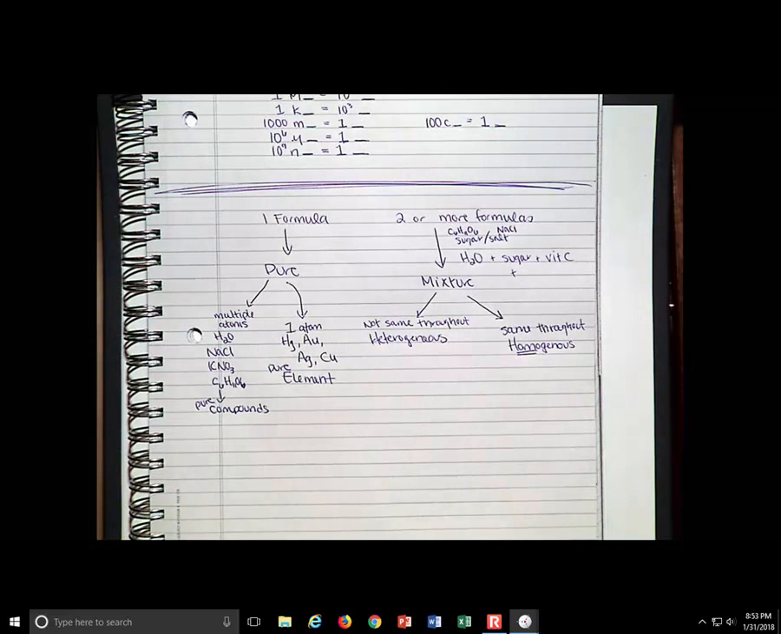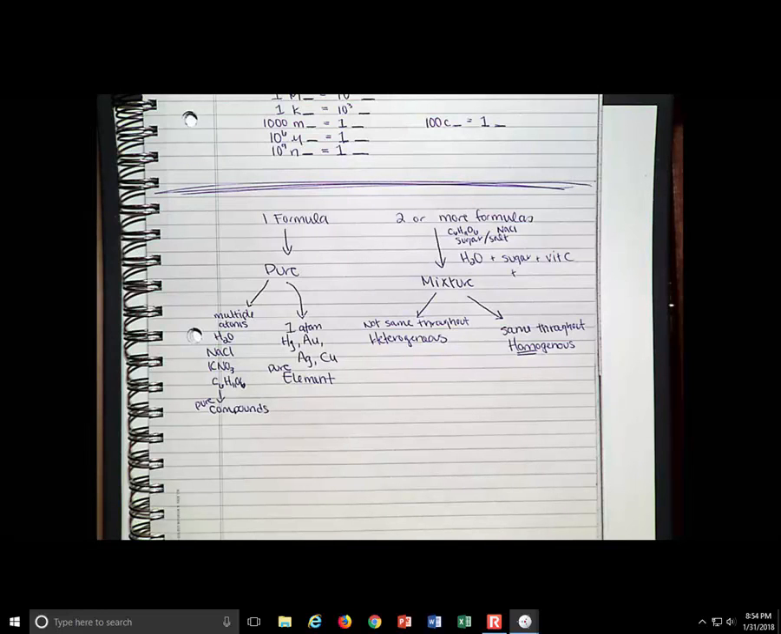Pure compounds we can't separate by mechanical means or by physical means. So like orange juice, going to food again, or saturated salt water, if you filter out the solid part of that, that's not a good example, but it would become homogeneous rather than heterogeneous.